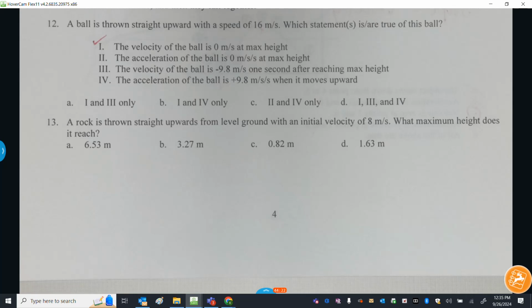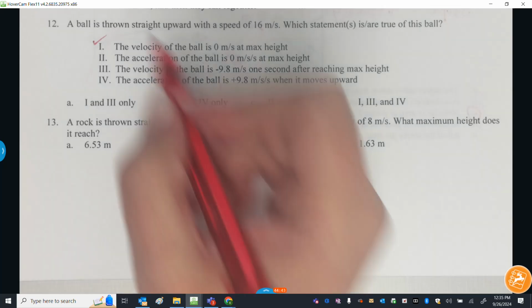There is acceleration the entire time something is in free fall, from the moment it leaves your hand to max height to the ground again. Anytime it's not experiencing any other force, the acceleration acting on that object is negative 9.8 meters per second squared. It's not zero anywhere. So this one, don't want to pick that.